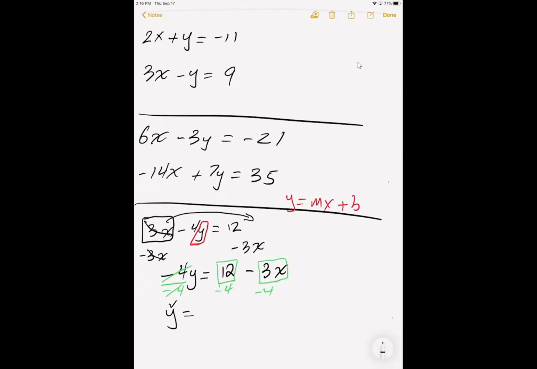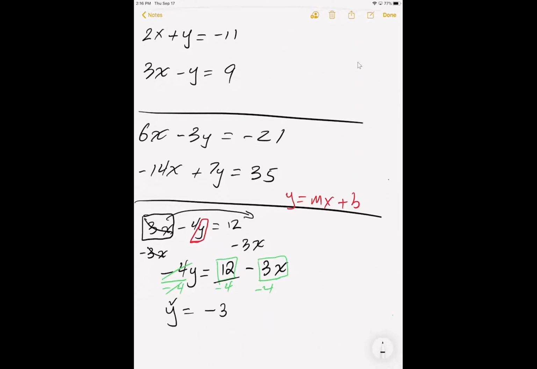That's my goal. I need y by itself. What does negative 4 go into 12? Negative 4 going into 12 will give me a negative 3. And what does negative 4 go into negative 3? Well, a negative going into a negative will give me a positive. 4 going into 3 will basically just give me 3/4, right? 4 cannot go into 3 evenly. Just leave it at 3/4.